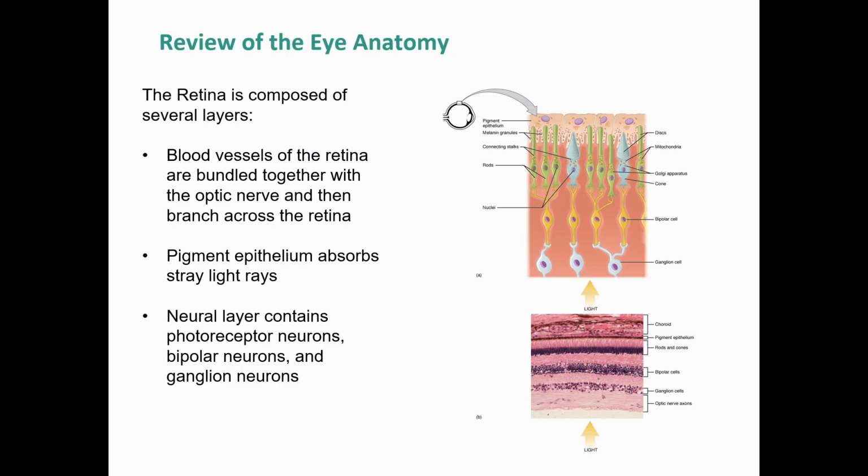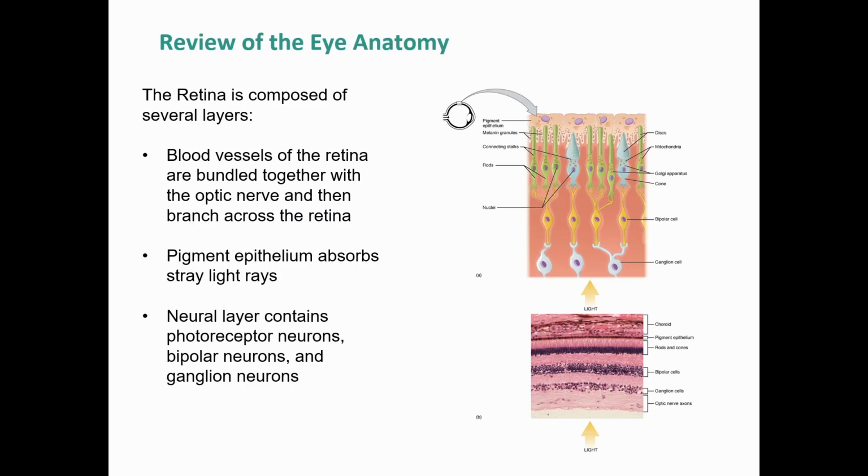That retina is also composed of several layers. We have blood vessels that are coming forward through the retina that are bundled together with the optic nerve. We saw them in between, and then they branch out across the retina because we need to service them, right? They need oxygen, they need all that kind of stuff, just like anything else.